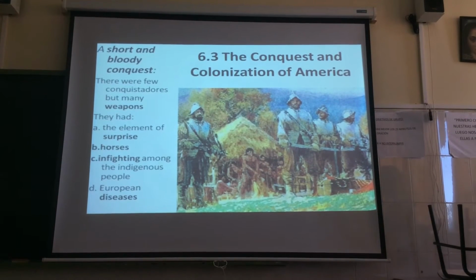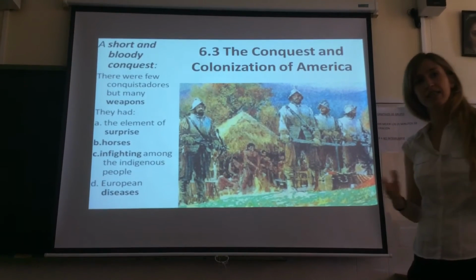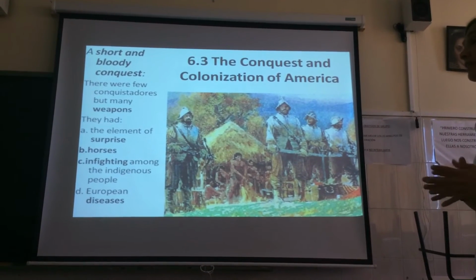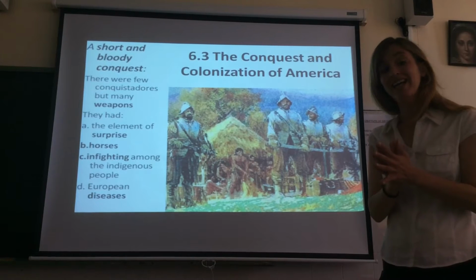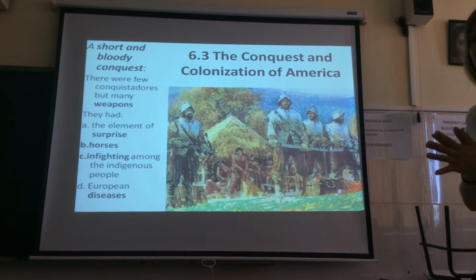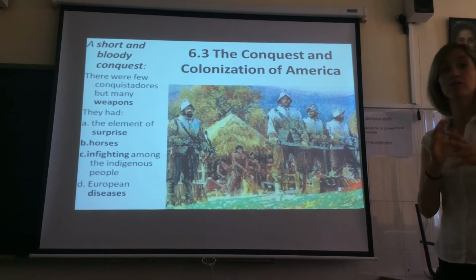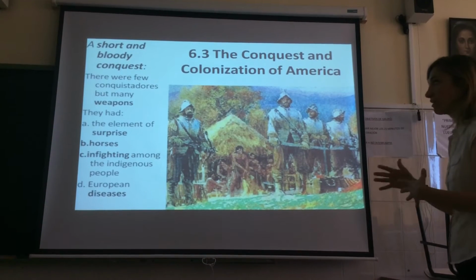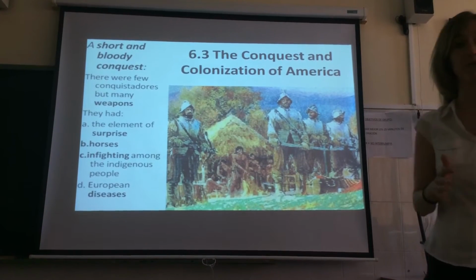Alright, just to go over the last part of Unit 9 you need to study for the global exam is the colonization and the conquest of America. So we need to see a few reasons why it was so quick, why the colonists were able to sort of defeat and destroy the native population so quickly. There's four main reasons. The first one is the element of surprise.